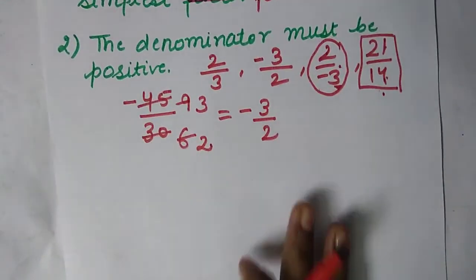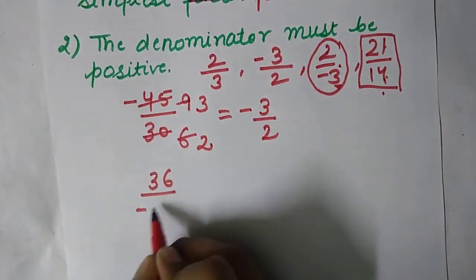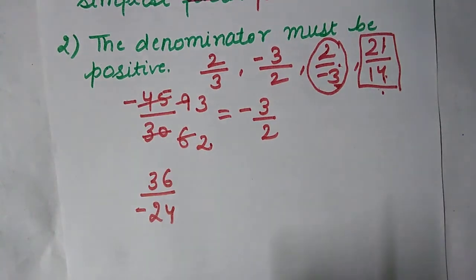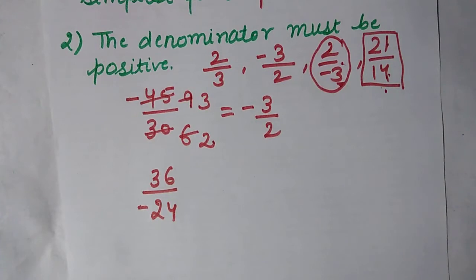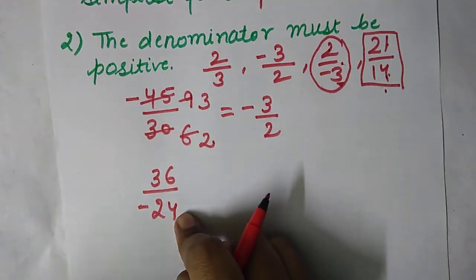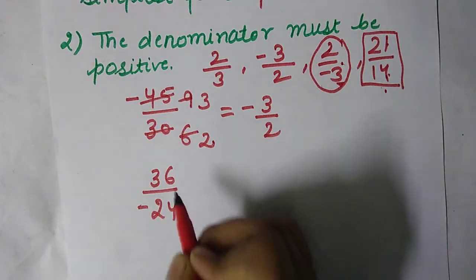Now if I give you one more example, let it be 36 over minus 24, and my question is reduce to standard form. So you have to consider two conditions. First, the number must be in simplest form, and the denominator must be positive. So first I am making them in simplest form. They get divided by 12.